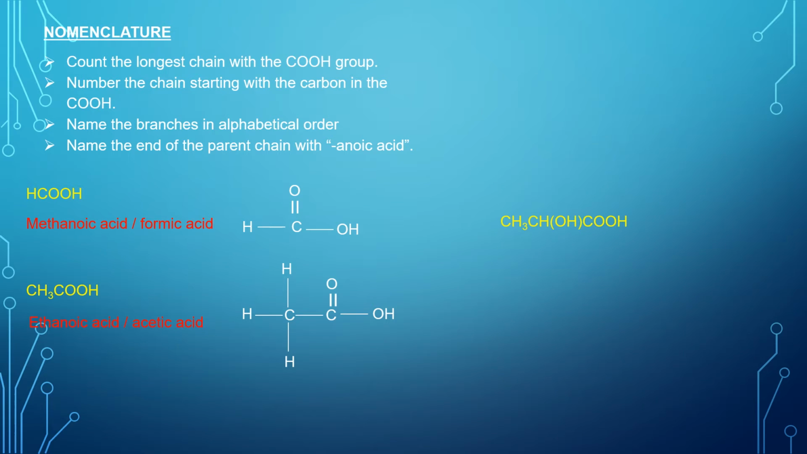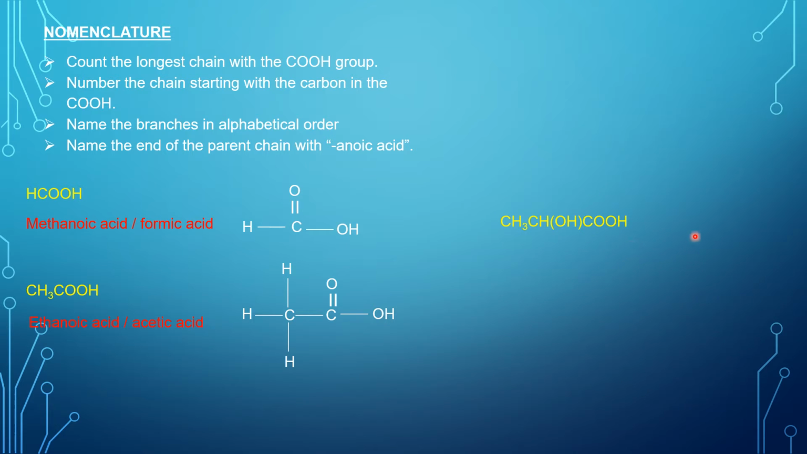Then we have a branched carboxylic acid, where you can see that there are 2 functional groups. The first functional group is the OH group, which is the hydroxyl group coming from the alcohol, and the second one is the COOH group, which contains a carbonyl group. Okay, so which of these 2 groups is going to decide the name of this organic compound?